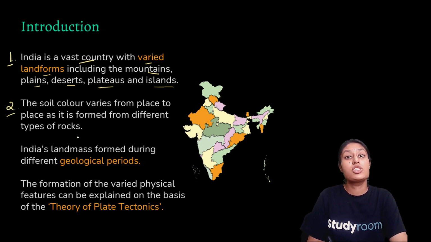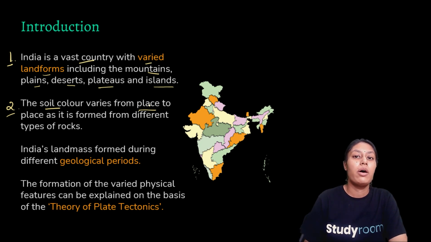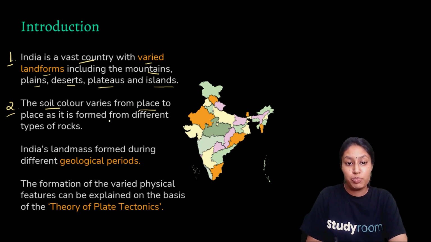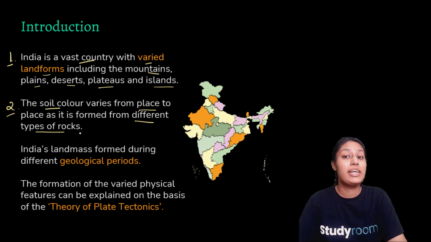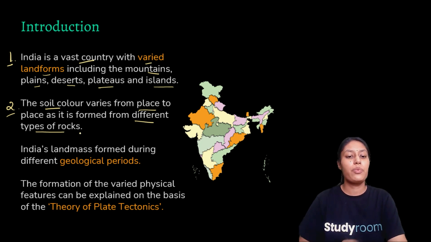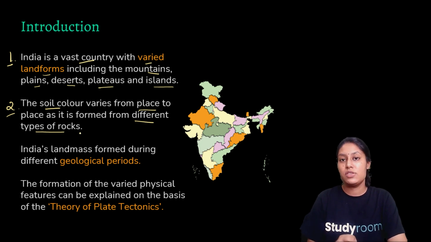Second, we will talk about the soil. The soil color varies from place to place. There are yellow soil and red soil available in our country, and each soil has its own benefits. That is why soil color varies from place to place and forms different types of rocks. Soil helps in building up rocks, and then it later builds a proper physical feature, which will make you understand in upcoming slides. But for now, you have to understand that soil varies from place to place.